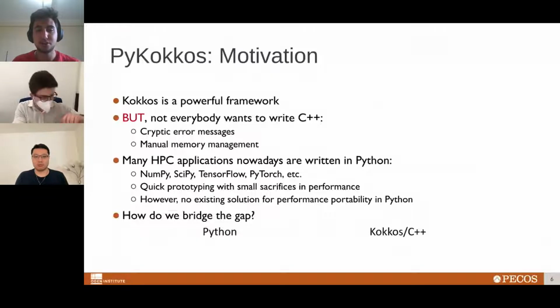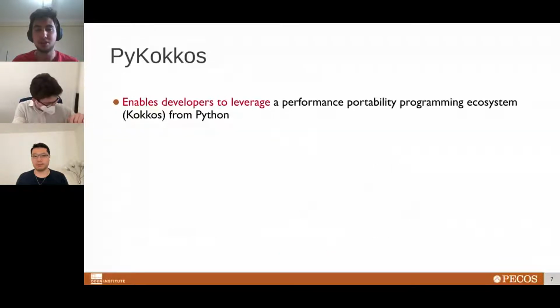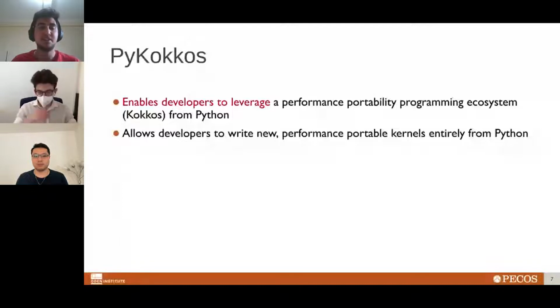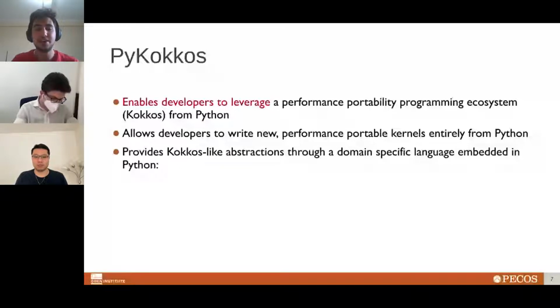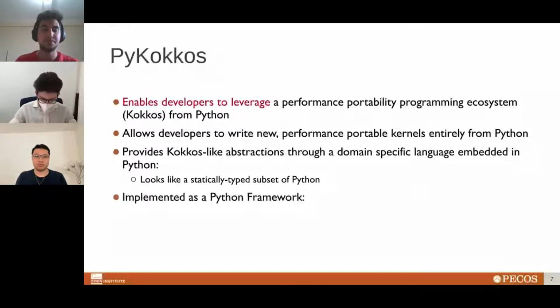Well, the answer is PyCocos. PyCocos enables developers to leverage the performance portability programming ecosystem that is Cocos from Python. This means that it allows developers to write new performance portable kernels entirely from Python. And it does this by providing Cocos-like abstractions through a domain-specific language embedded in Python. Now, I say domain-specific language, but this really ends up looking like a statically typed subset of Python, as I'm going to show you in a few slides.